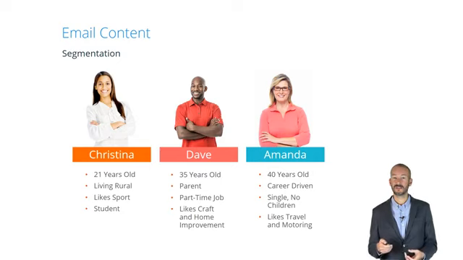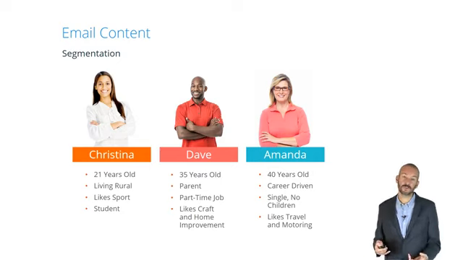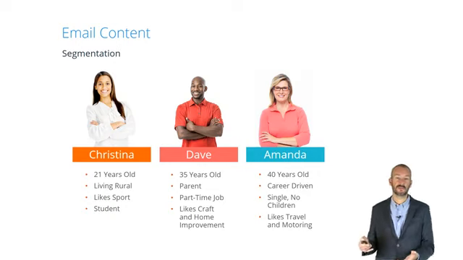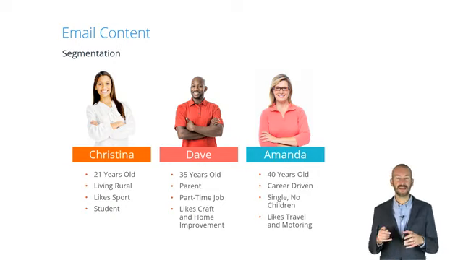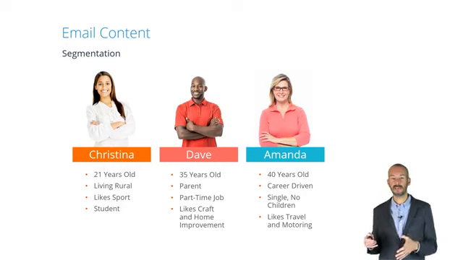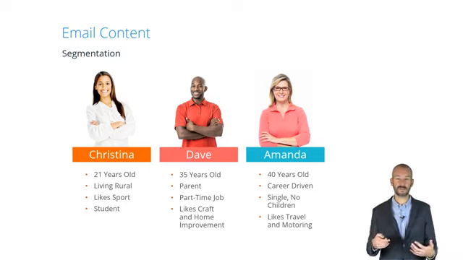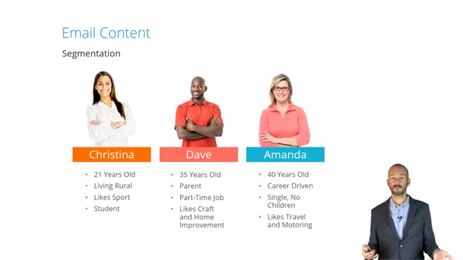So segmentation from an aligning content perspective. Here are 3 different individuals, Christina, Dave, and Amanda. These are sort of our case studies, right, of how you segment, how you align. Because again, Christina, Dave, and Amanda are 3 different people, 3 different unique individuals with interests, likes, dislikes, preferences, etc. You've got Christina, she's 21 years old. She lives in a rural location. She likes sports, and she's a student.